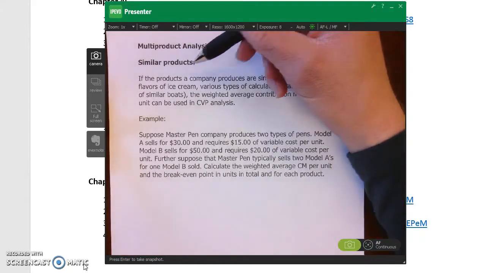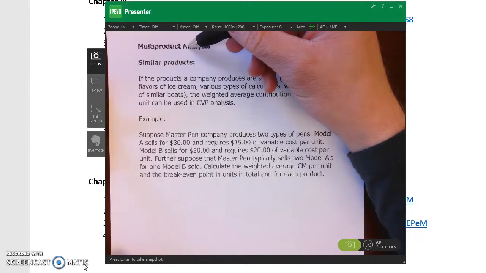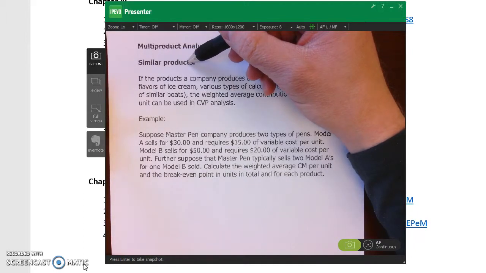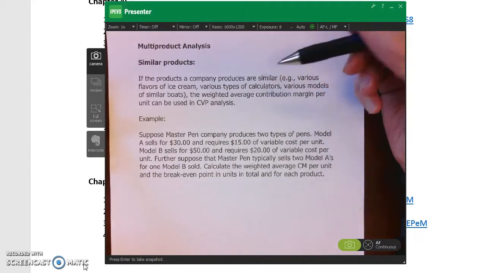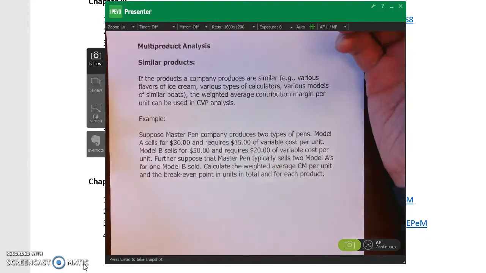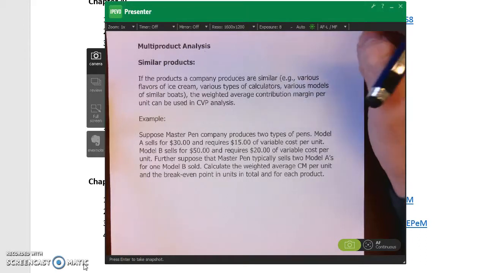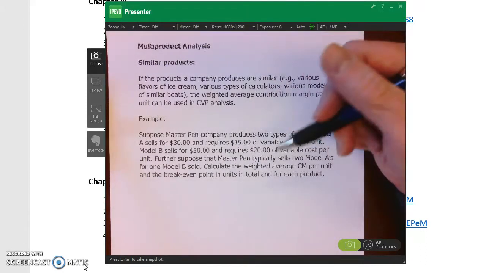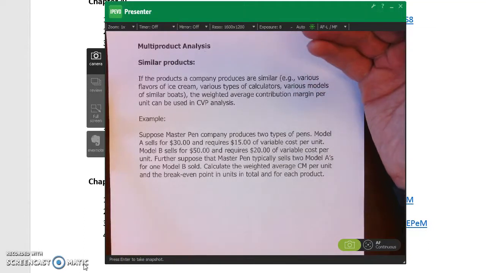So we have two situations with multiple products. If we have very similar products, different types of ice creams, different types of pens, different types of boats, then what we can do is calculate a weighted average contribution margin per unit, and then we can use that to do our break-even analysis.